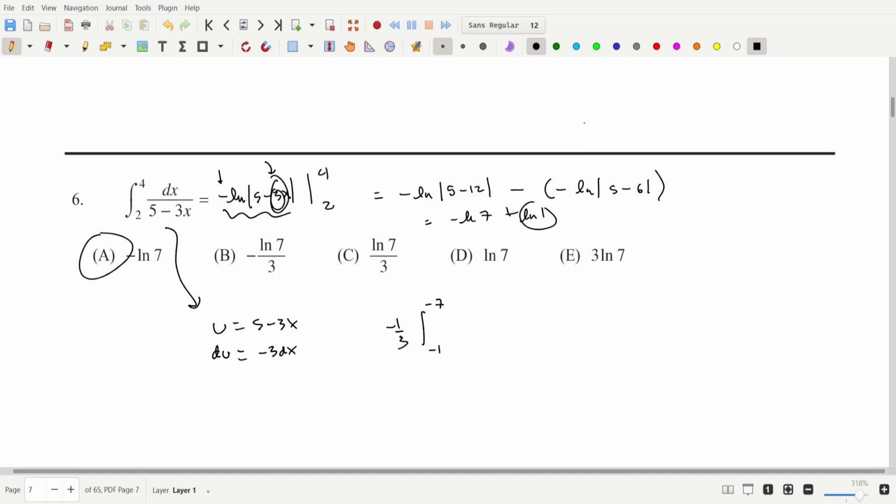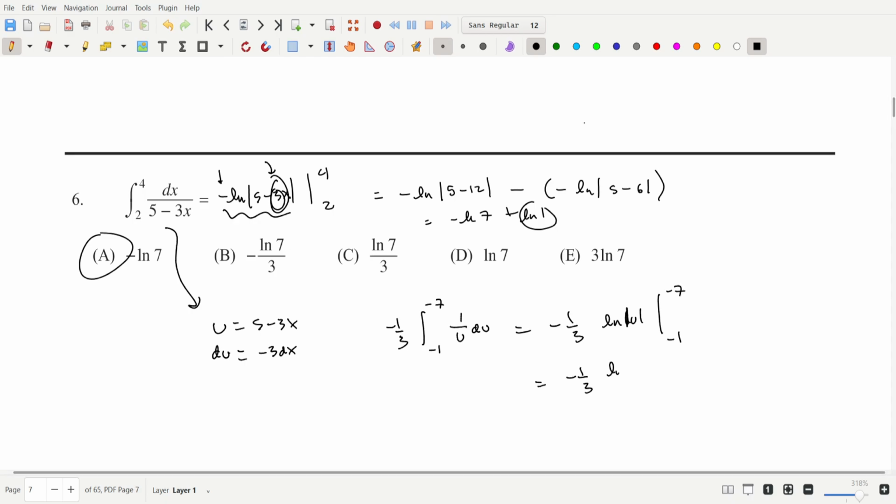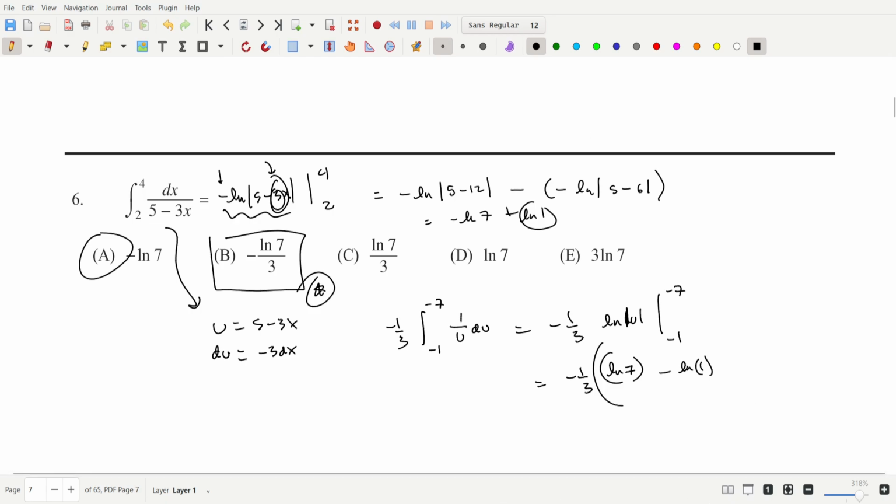The integral of 1 over u du is going to be negative 1/3 times the natural log of the absolute value of u, from negative 1 to negative 7. And that's negative 1/3 times ln of the absolute value of 7, which is 7, minus ln of 1. And so you get negative ln 7 over 3. This one. And then the last mistake I made was on which one?